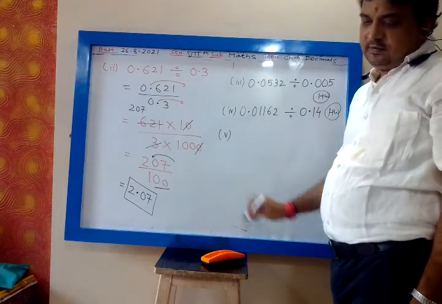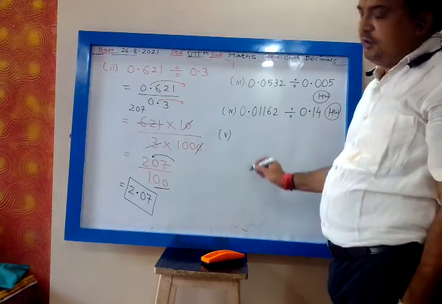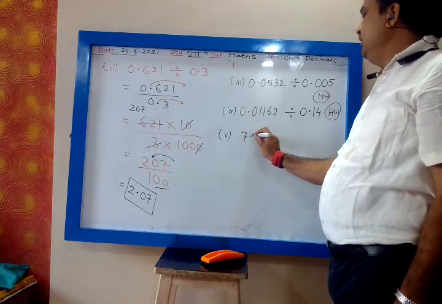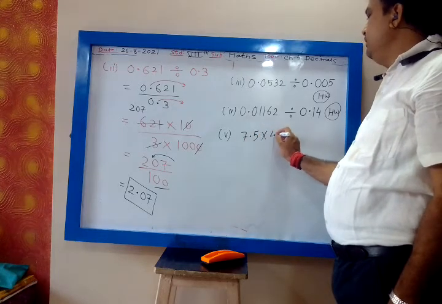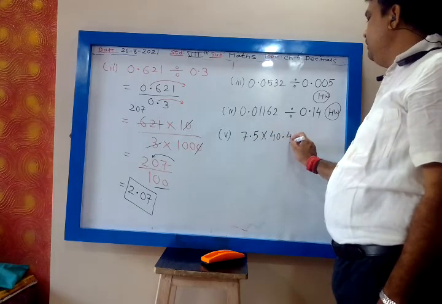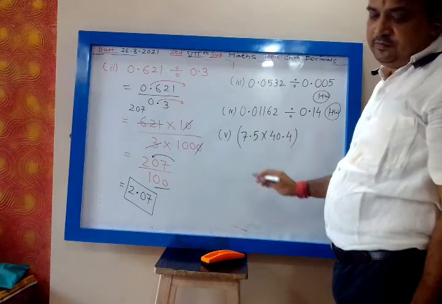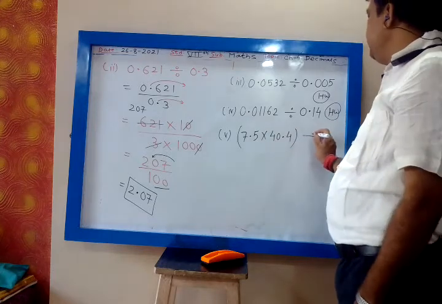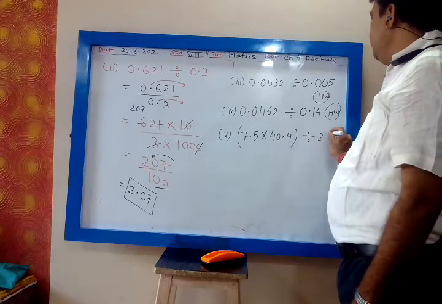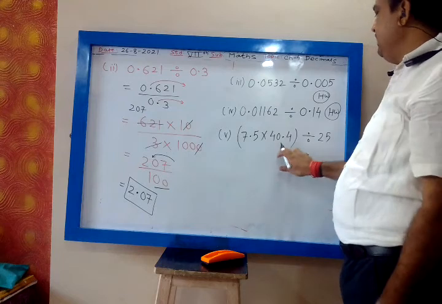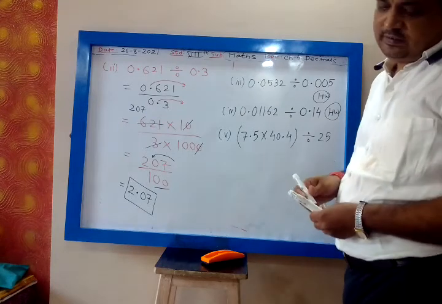Then the fifth one, 7.5 into 40.4. First you have to multiply this, then divide by 25. First you multiply, then divide by 25. Can you do this?